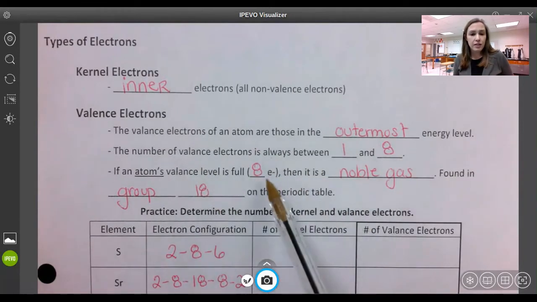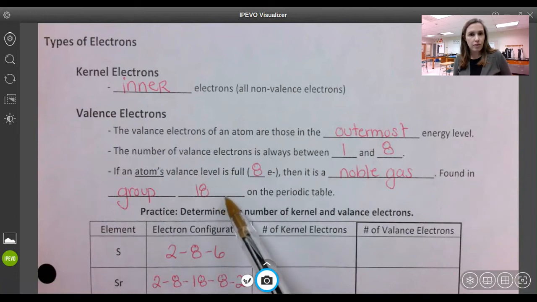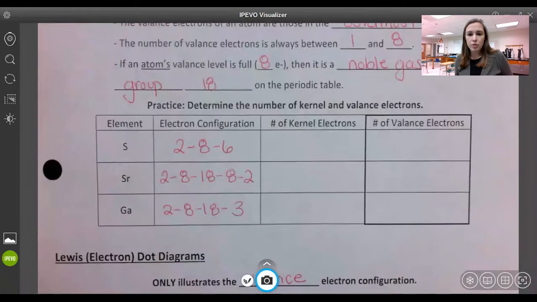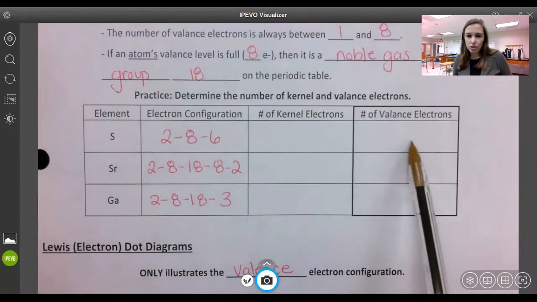If an atom's valence shell is full, so it has 8 electrons, then it's a noble gas. And those noble gases are going to be found in the last group on the right, which is group 18 on the periodic table. So let's look at some examples so we can start to tell the difference between these two types of electrons. Let's actually start with the valence electron.